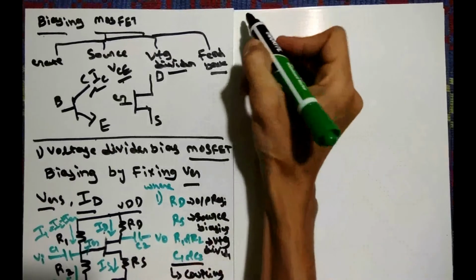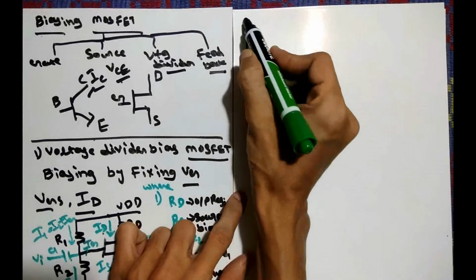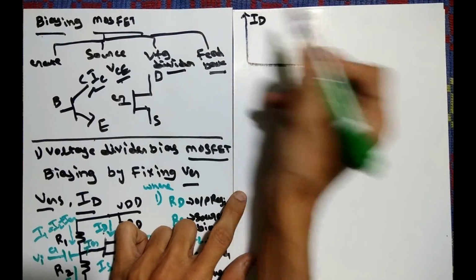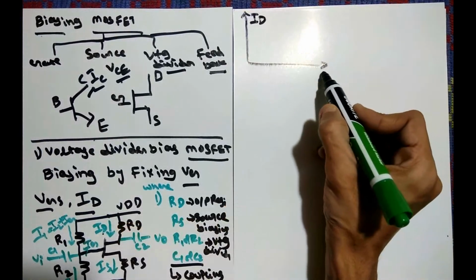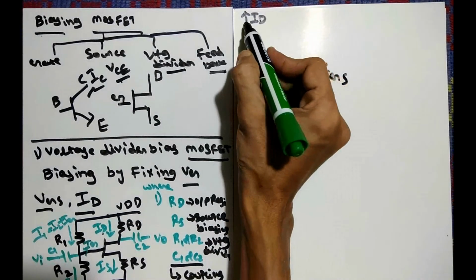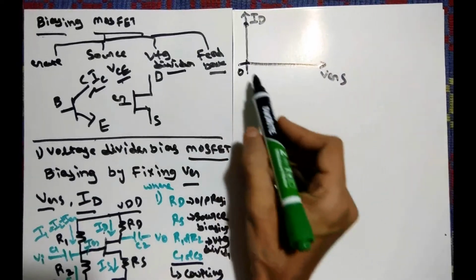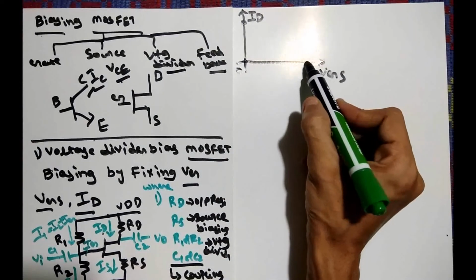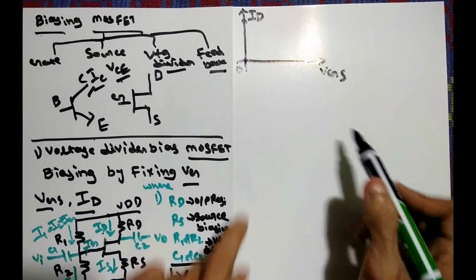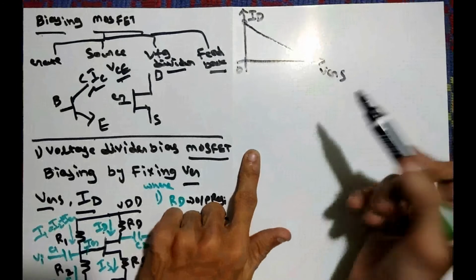When we consider this circuit, we can draw the graph something like that, the Q point between ID and another term we call VGS. So we take ID versus VGS. At this one point we make ID maximum when VGS is 0. Similarly, when ID is 0, we make the other point VGS maximum. And between these points we can draw one line. This is known as the DC load line.